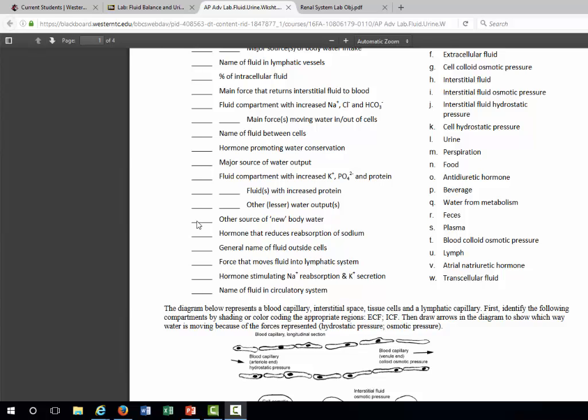Hormone stimulating sodium reabsorption and potassium secretion. Yep, aldosterone. And the name of the fluid that's in our circulatory system or inside of our vessels, what do we call that fluid? Plasma.